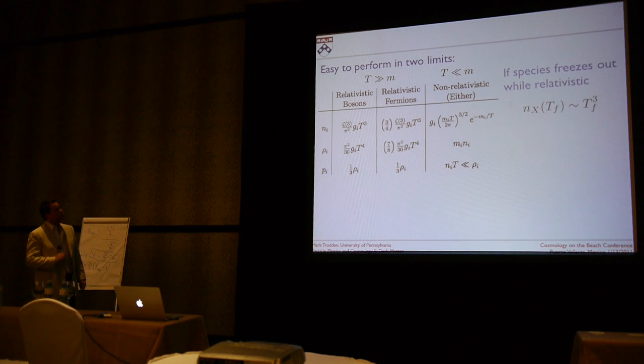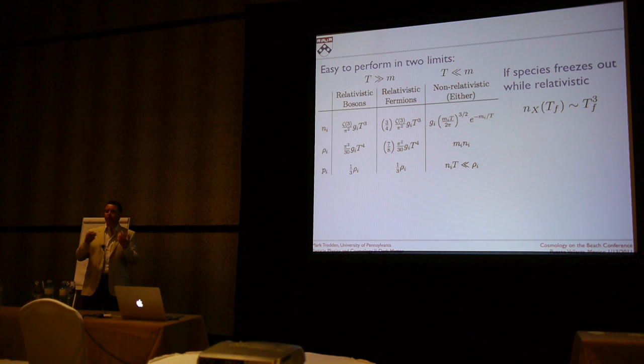Now, if the species that you're interested in freezes out, i.e. its interaction rates become less than the expansion of the universe, while it is still relativistic, then the number density of particles just goes like T cubed at the freeze-out. That's it. And then after that point, these particles, since they're relativistic, just redshift away the way photons do.